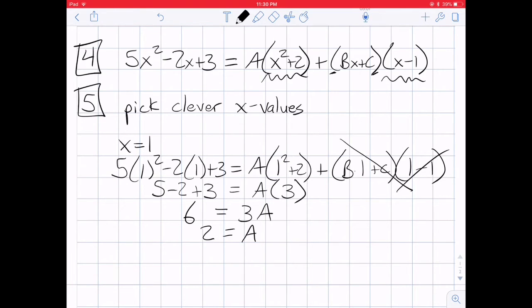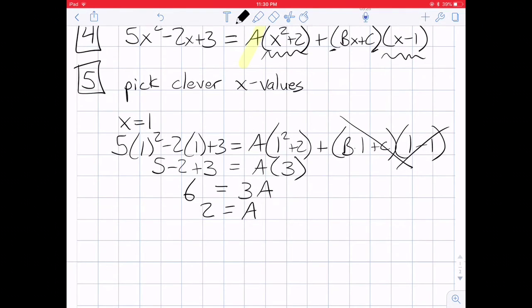I can go back and plug that into A up here, into this equation, and that'll give me a head start on solving the other things, but we're still not going to be able to solve for B and C at the same time by picking one other clever value. But let's see what we've got.